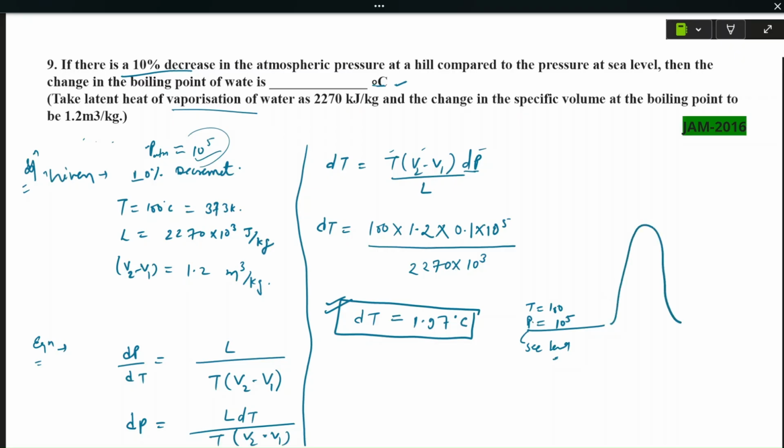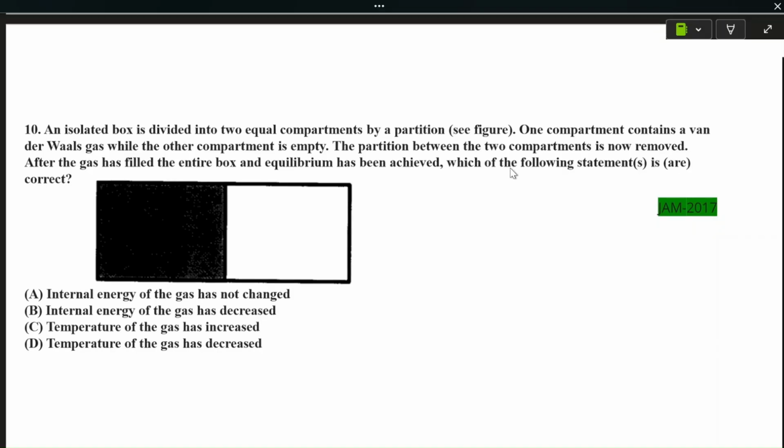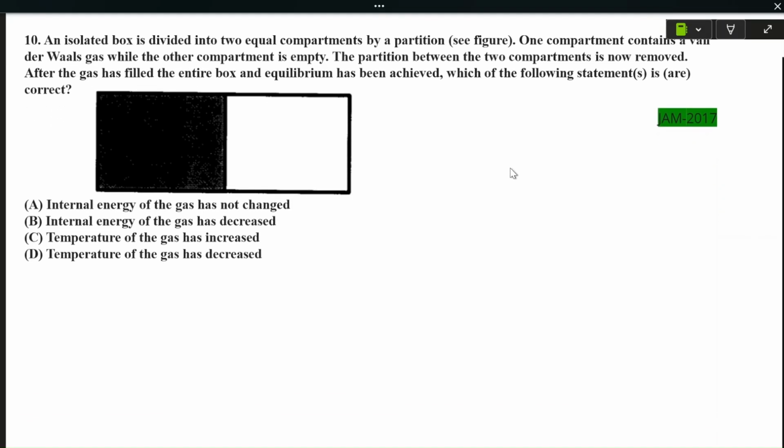Now, if someone goes to the top of the hill, the atmospheric pressure decreases and the boiling temperature will also change. Okay, so now I hope you got it. Now we move to our next question, that is question number 10.